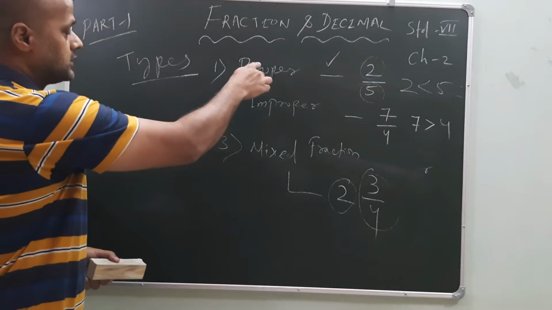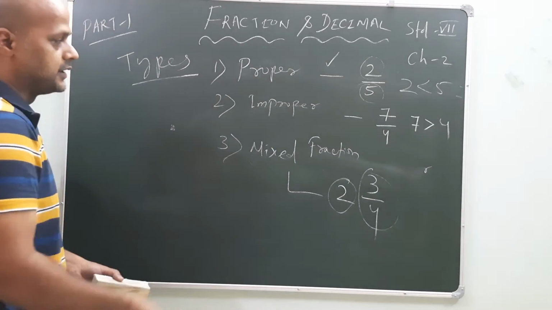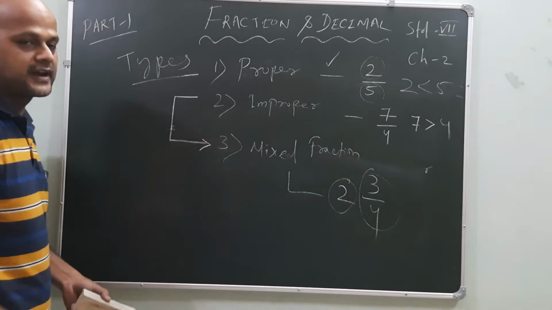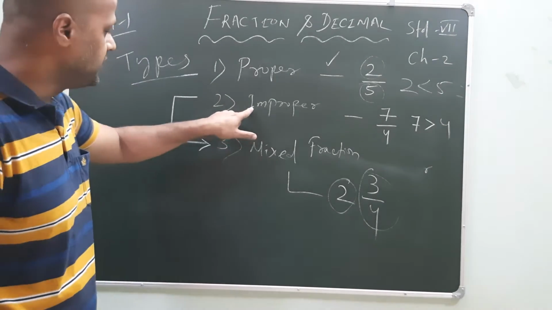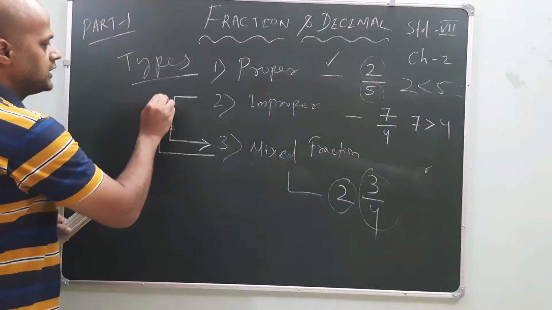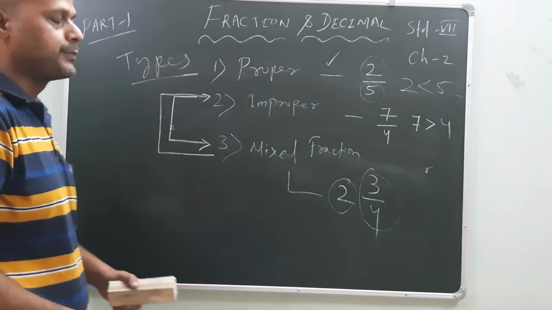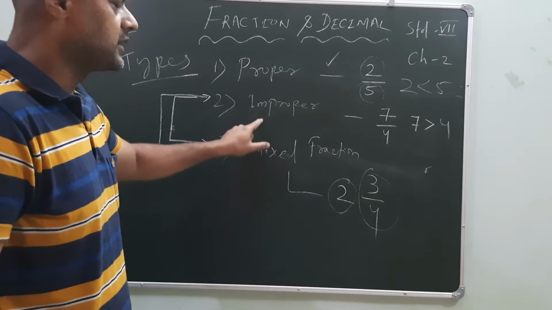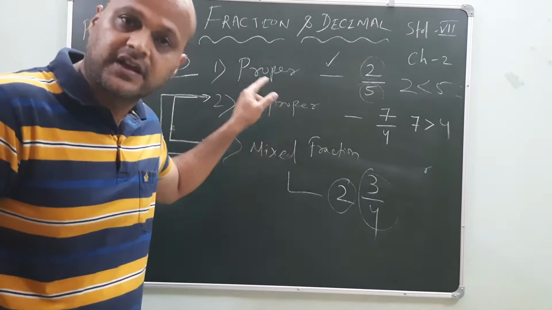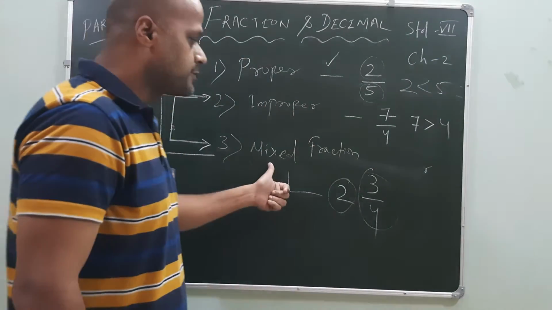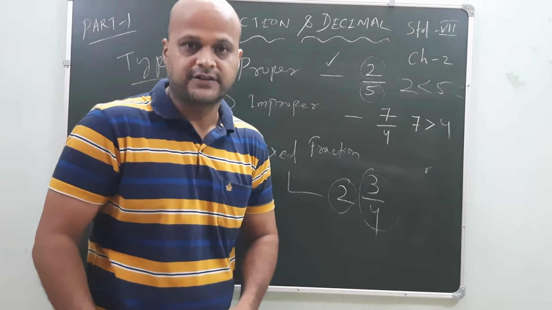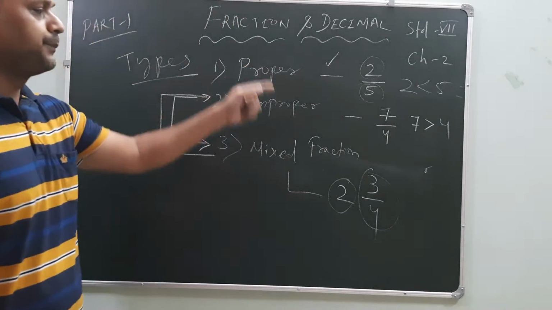In these three fractions, remember, an improper fraction can be converted into a mixed fraction, and a mixed fraction, if I solve it, can be converted into an improper fraction. For both cases, I can convert it, okay? But I can't convert the mixed fraction into a proper fraction. Remember it. A mixed fraction is the combination of a whole number and a proper fraction. Understood, friends? So these are the properties.